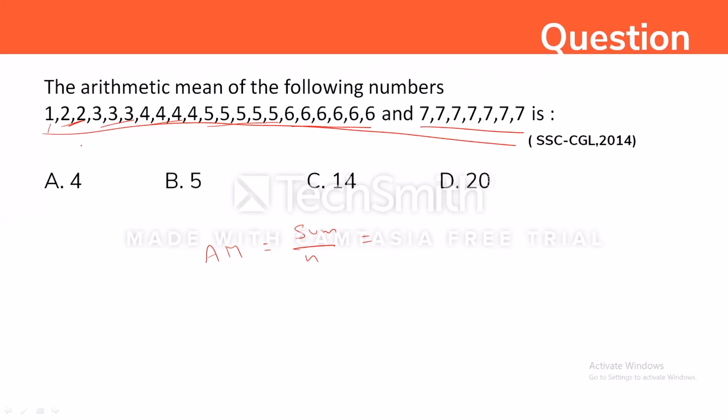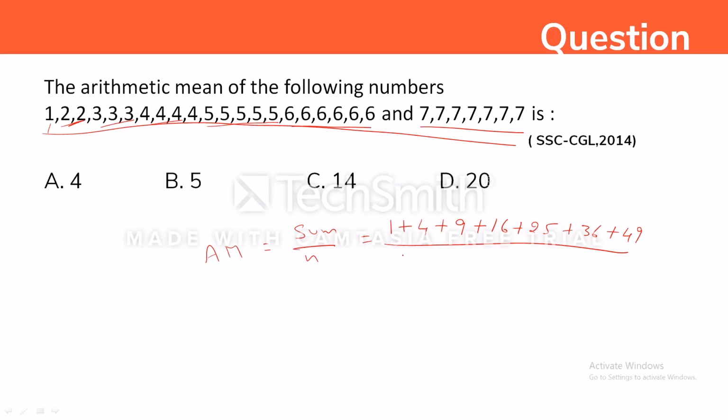If you observe 1 2 2 3 3 and so on, can I write the sum as 1 plus, what is 2 plus 2? 4, plus 3 plus 3 plus 3, which is equal to 9. 4 4 times is 16. 5 5 times is 25. 6 6 times is 36. 7 7 times is 49, divided by this, which is the entire sum of these numbers. Now I will tell you why I'm writing it this way.